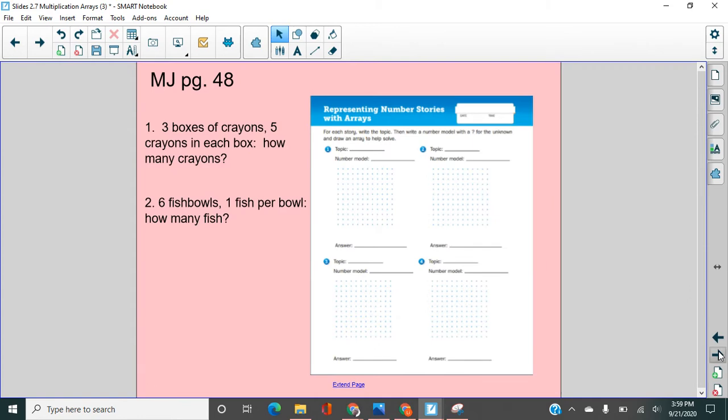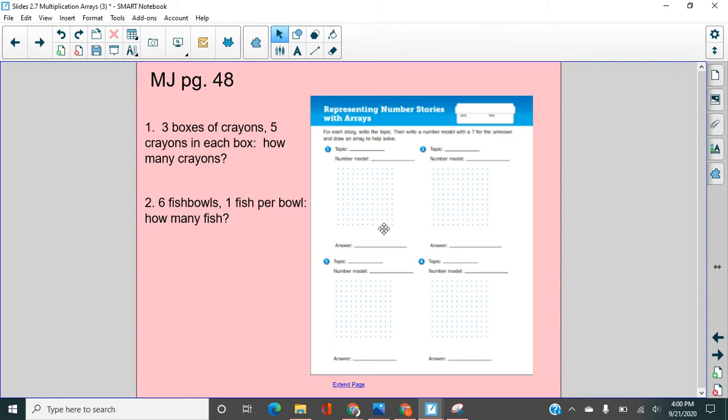First, open up in your math journal to math journal page 48. All right, so I'm going to give you a topic and you're going to help me find the number model and we're going to draw an array. So the first one says 3 boxes of crayons and 5 crayons in each box. All right, got a picture of that in your mind?